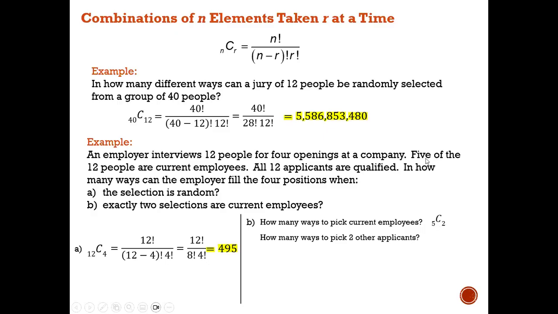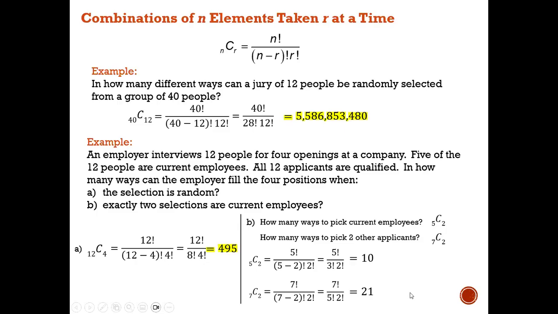5 are current employees. So if I want the first 2 to be current employees, I only have these 5 to pick from. 5 choose 2. That's that one. And how many ways can I pick everybody else? The other 2? Well, I'm picking 2. I have 12 total, but if 5 are current employees, so 12 minus 5 is 7. So then how many ways can I pick the next applicants? It's 7 choose 2. So if I do 5 choose 2, I end up with 10, plugging all of that into the formula, and then 7 choose 2, plugging that into my combination formula appropriately, I get 21.